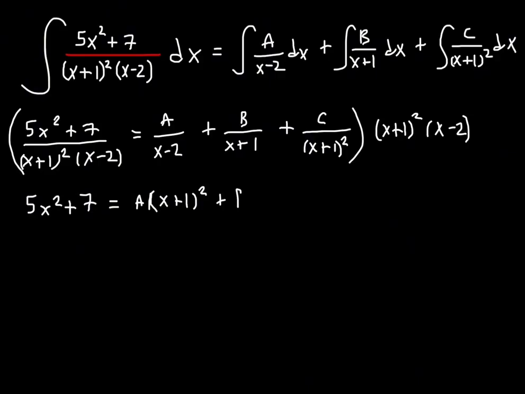plus b. So for b, one of the x plus 1 cancels out, so we're left with x plus 1 times x minus 2. And now for this, the x plus 1 squared and x plus 1 squared cancel. We're left with c times x minus 2.